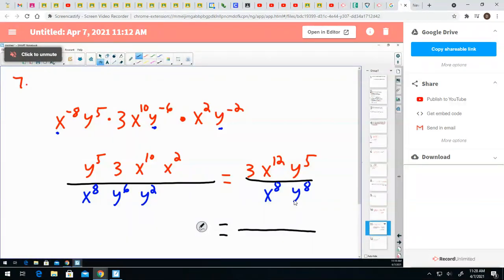Now 3, nothing goes with it, so it's just 3 on top. X to the 12 over x to the 8, 12 minus 8 is going to be 4. That'll go on top, 12 is bigger. And y to the 5 over y to the 8, 8 minus 5 is 3. 8's bigger, so 3 goes on bottom. Right, that's it. So you get 3x to the 4 over y to the 3rd. So we moved our negatives to the bottom, then we combined, then we did our quotient rule and subtracted.